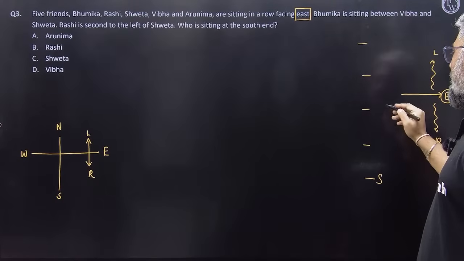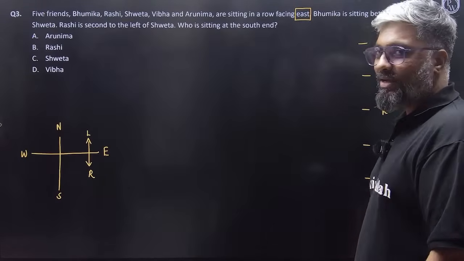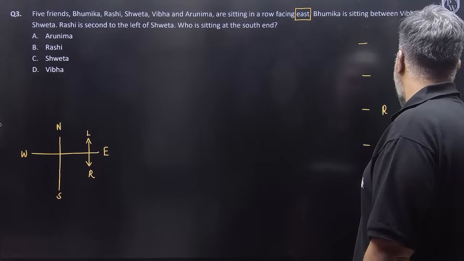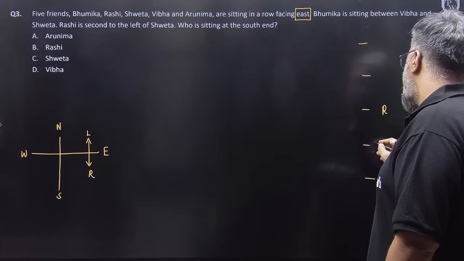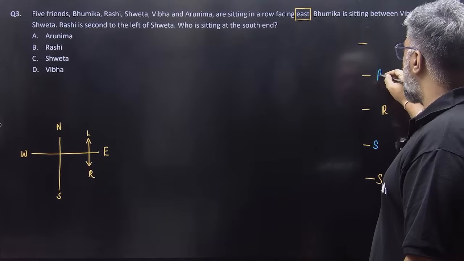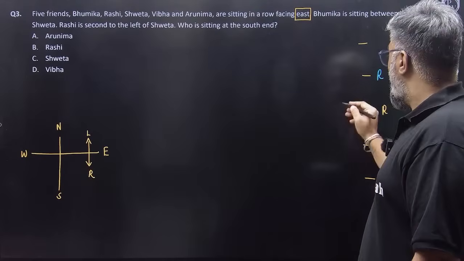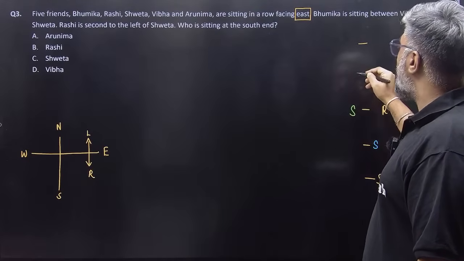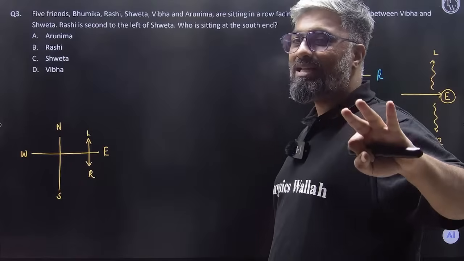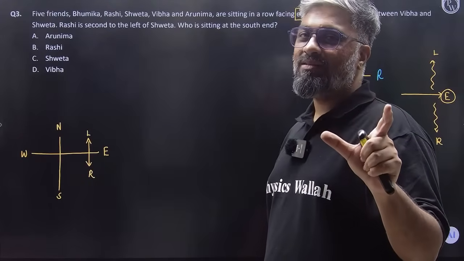First left, second left. This could be Rashi. But is it necessary that this is where Shweta is? Not necessary, right? What if this is Shweta? Then first left, second left, this would be Rashi. But again, is it important that this would be Shweta? No. So I am still dealing with 3 cases. Do I have a definite position for anybody here?